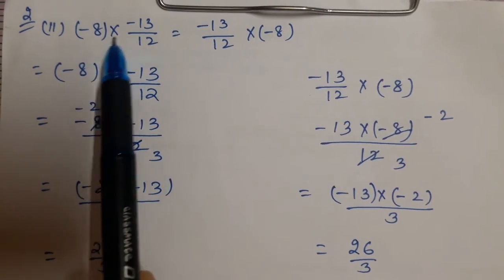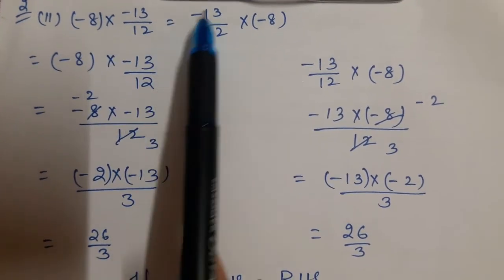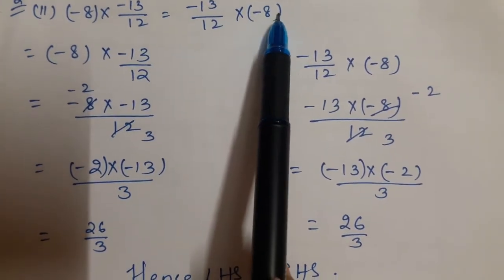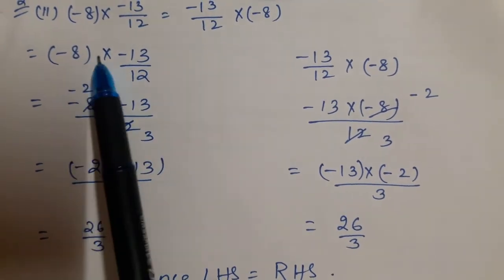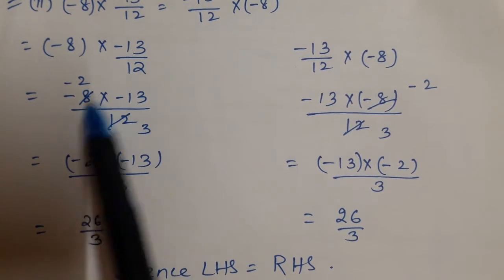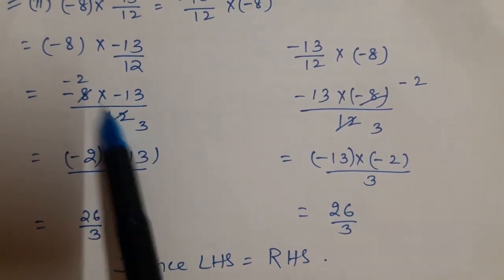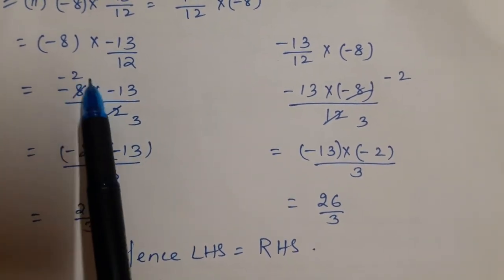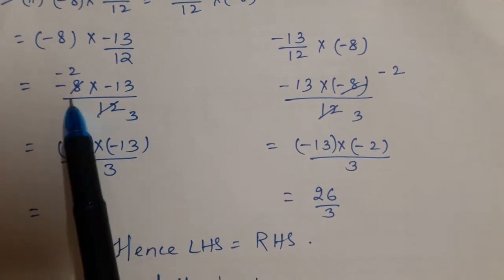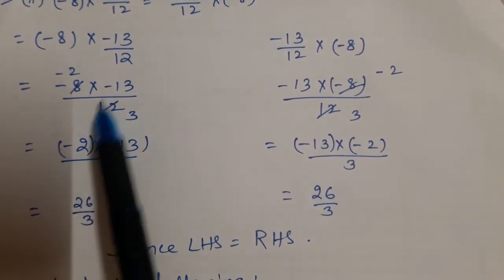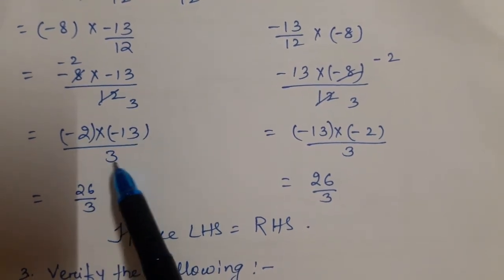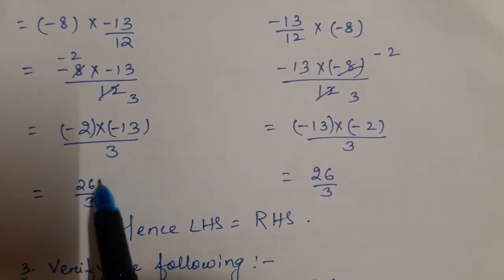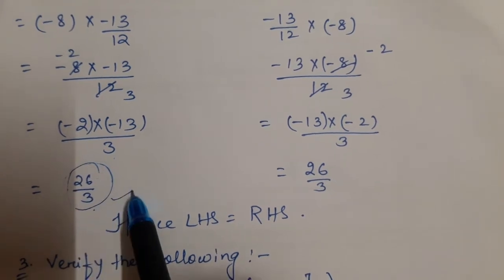Next question is minus 8 into minus 13 by 12 equals minus 13 by 12 into minus 8. We have to verify it. First we will take again the LHS part, that is minus 8 into minus 13 by 12. We can cut it, so we'll cut it by 4. Here it is left minus 2 and here 3. Then the left out is minus 2 into minus 13 by 3. The result is 26 by 3 in the LHS part.